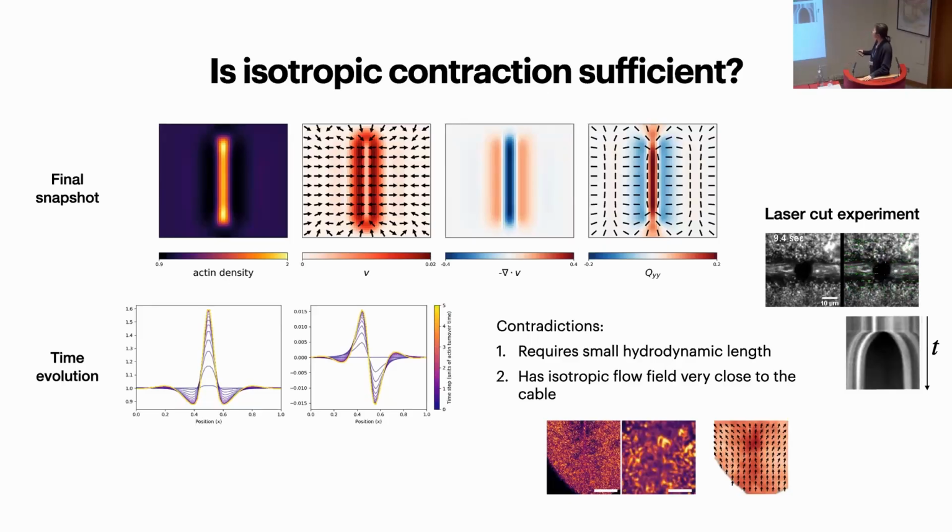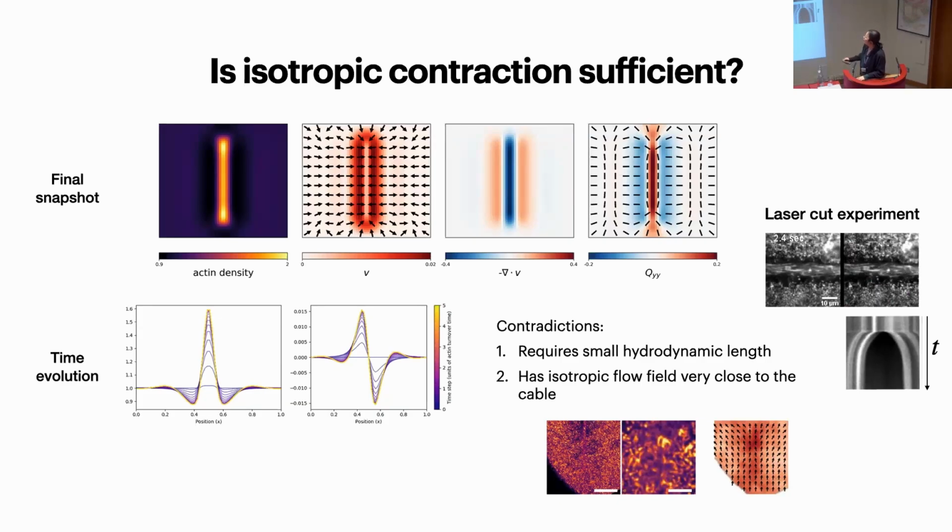Whereas in the laser cut experiments, if the hydrodynamic length is extremely small, then we wouldn't see this long range reaction to the laser cut. We would only see a very short range contraction. So in conclusion, what this experiment is telling us is that the hydrodynamic length in our system is pretty long. As you can see, you cut here and then immediately the actin here starts contracting. Whereas in our simulations, to get this, we require small hydrodynamic lengths. So that's clearly in conflict.